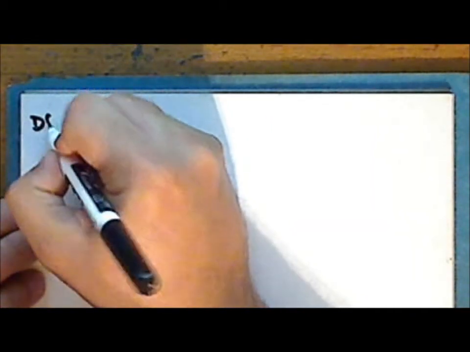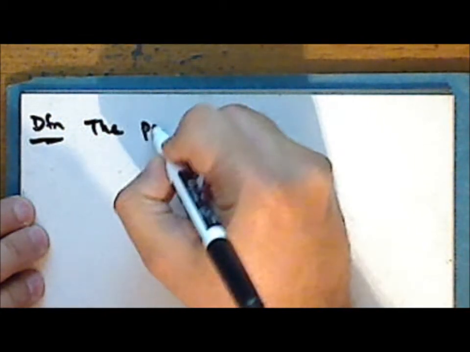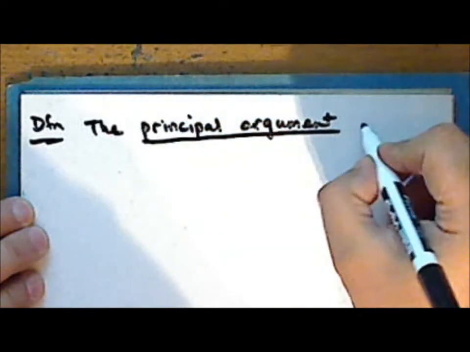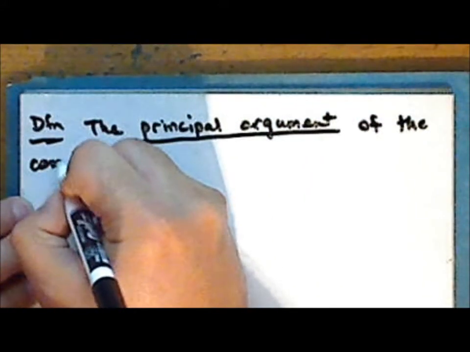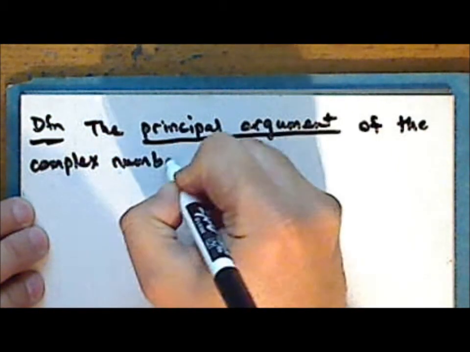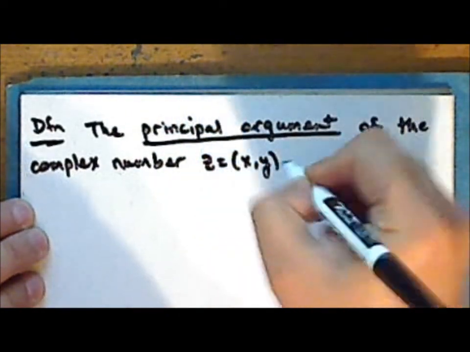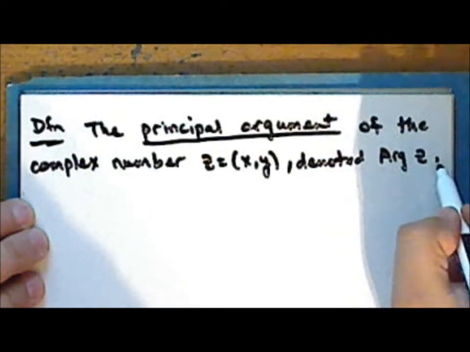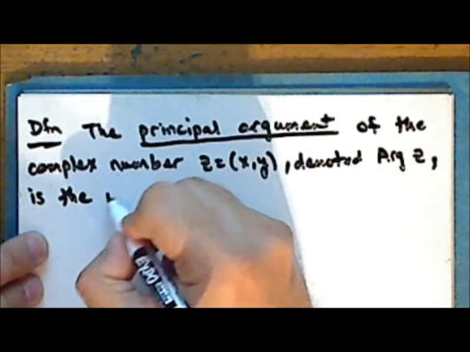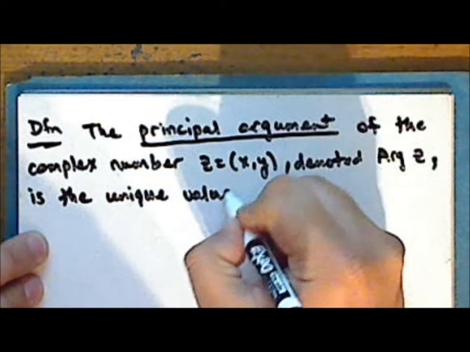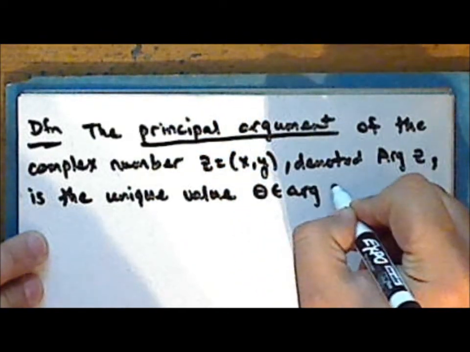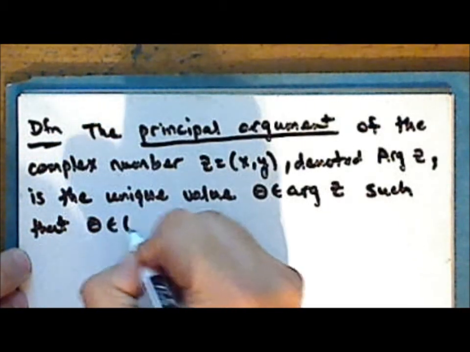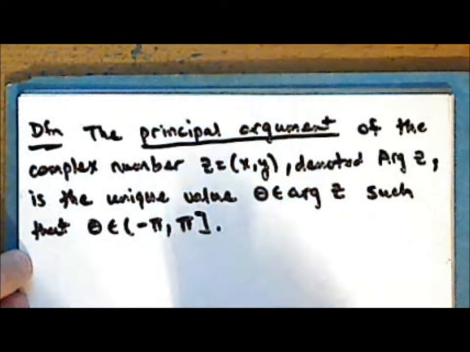Alright, so new definition. The principal argument of the complex number z, denoted Arg z, notice the capital letter A, is the unique value of theta, which is an argument of the complex number z, such that theta is in the range from negative pi to pi, inclusive of pi.